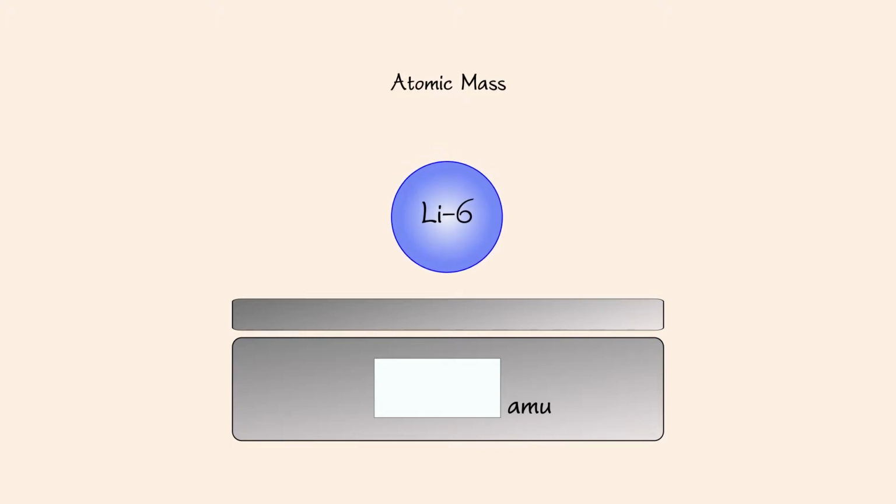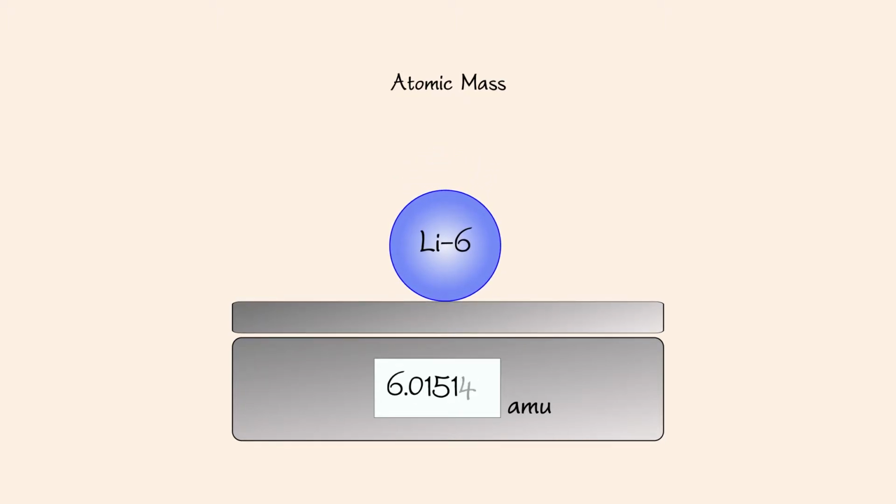The last term that we will discuss is atomic mass. If we decide to put a lithium-6 atom on a scale, the scale would tell us the atomic mass, or the mass of the whole atom. The atomic mass of lithium-6 is 6.015122 AMU. This value is closely approximated by the mass number because the main contributors of mass are neutrons and protons. Electrons have negligible mass.